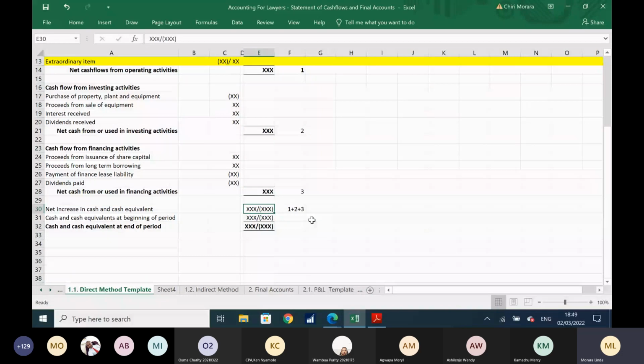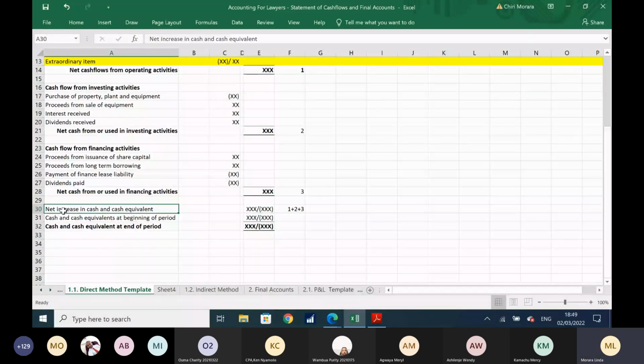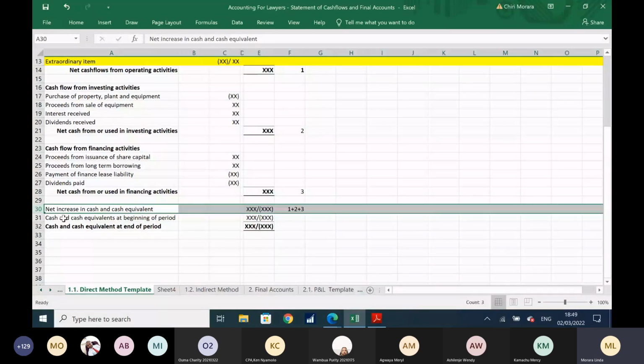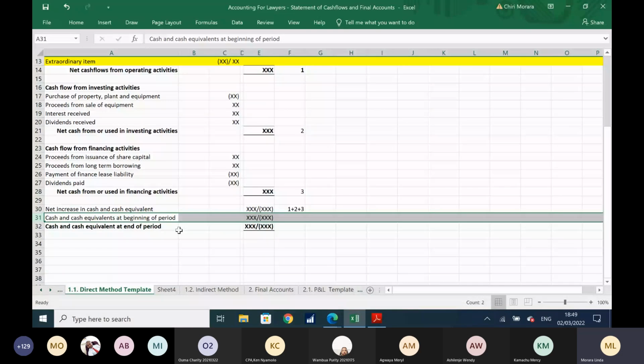And then now you need to adjust. What you're saying is, within this year, this much has moved. That is where you have your net. And then your cash and cash equivalents at the beginning, you're saying, as at the beginning, we had 1 million. And then during this entire year, the net cash flow movement is 3 million. So our total cash and cash equivalents at the end of the period should be the 3 million plus 1 million, you get 4 million.